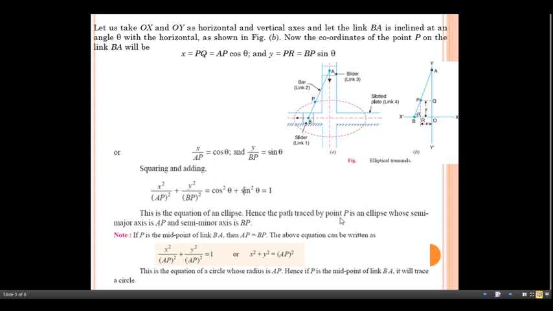Hence the path traced by the point P is an ellipse whose semi major axis is AP, and BP indicates the semi minor axis.